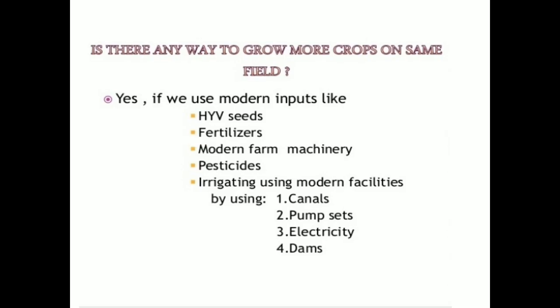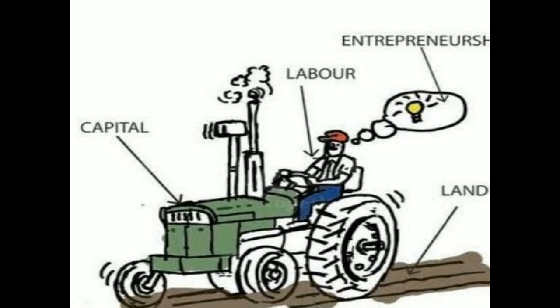Yes, it is possible to increase the production on the same land. What are the ways then? If we use modern inputs like HYV seeds, fertilizers, modern farm machinery like tractors, threshers, harvesters, pesticides, and irrigate using modern facilities like canals, pump sets, electricity, dams, etc., and other modern resources now used for commercial cropping, we can increase the production.